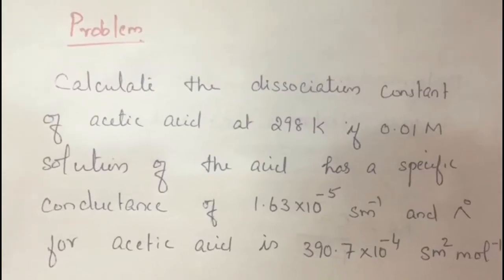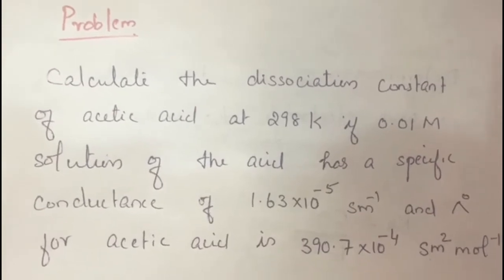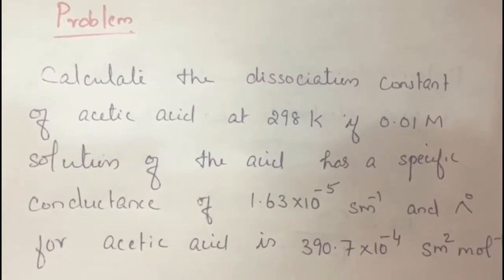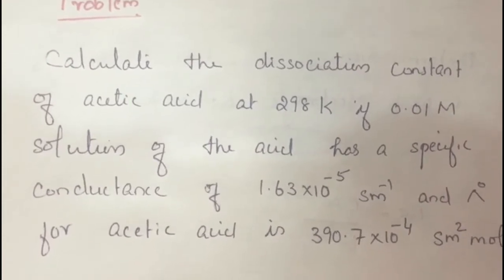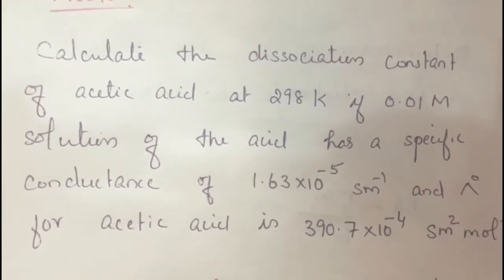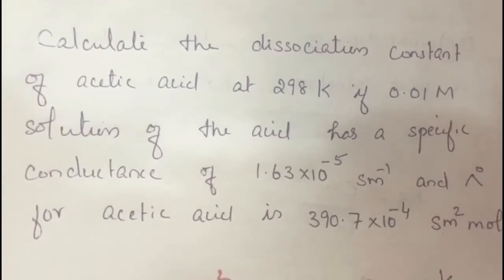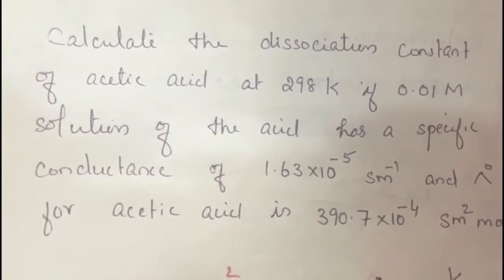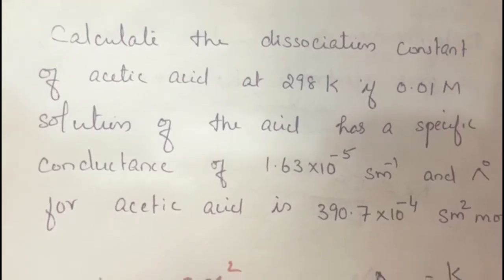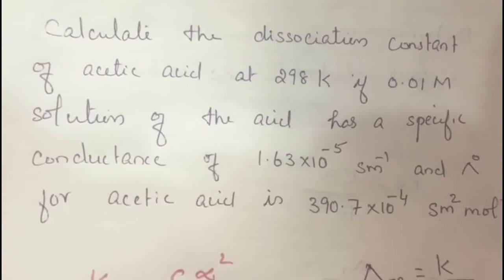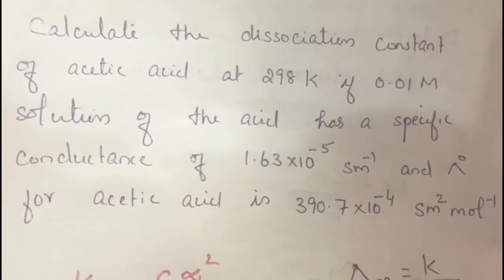Students, let's do one exercise. Calculate the dissociation constant of acetic acid at 298 Kelvin, if 0.01 molar solution of the acid has a specific conductance of 1.63 into 10 raised to minus 5 Siemens per meter and lambda 0 of acetic acid is 390.7 into 10 raised to minus 4 Siemens meter square mole raised to minus 1.